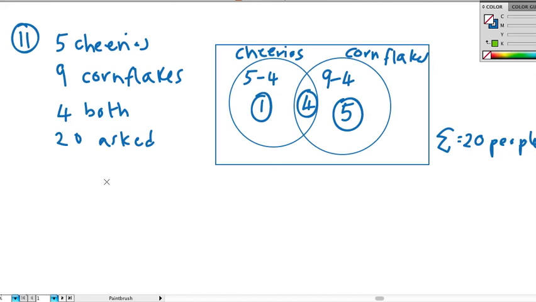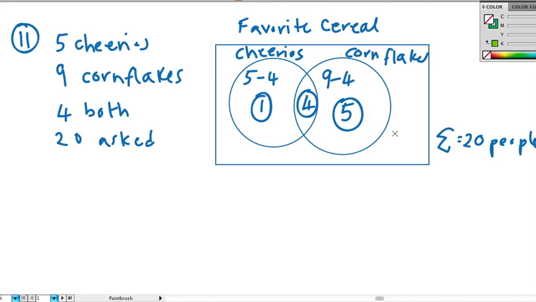So this question asks us both to draw this and label it. Really, we should have a title. So we could write favorite cereal, or we could write the cereals we like. Your title doesn't have to be very specific. It could be general. That would be okay.